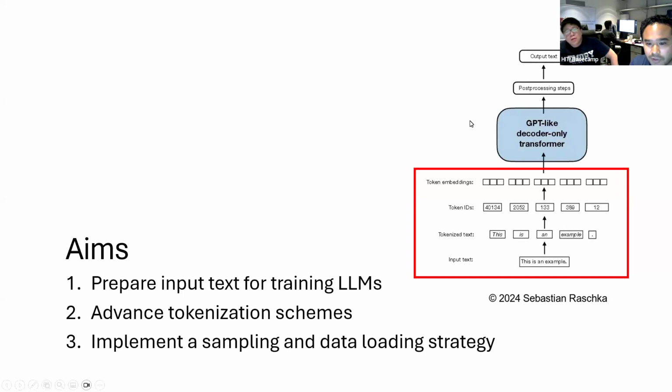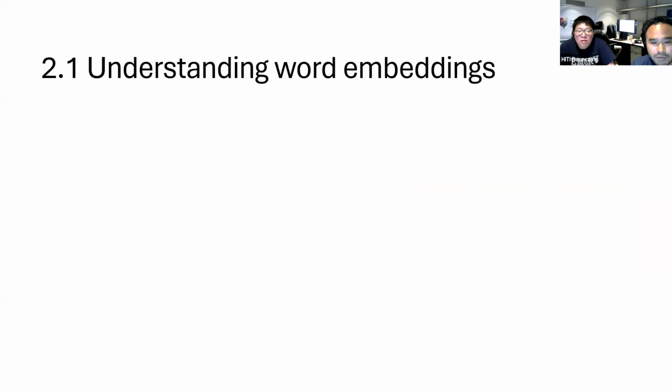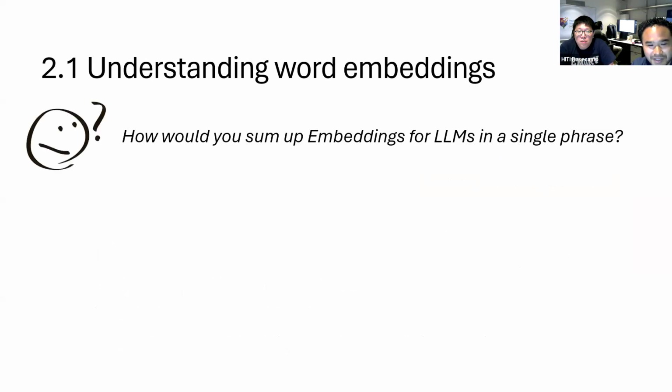So the end goal is to understand the token embeddings. What is word embeddings? That's the main thing we want to understand. I asked different LLMs about this: how would you sum up embeddings for LLMs in a single phrase?